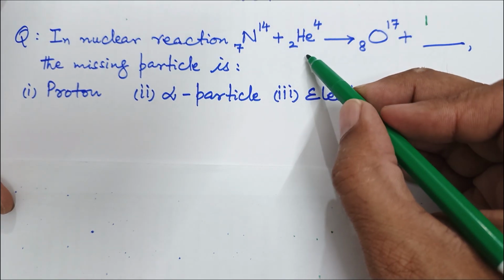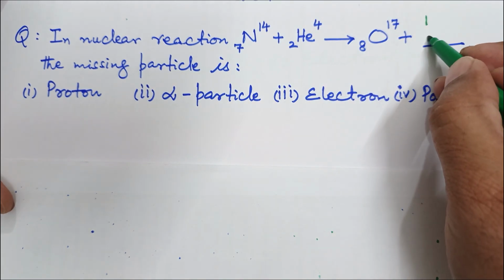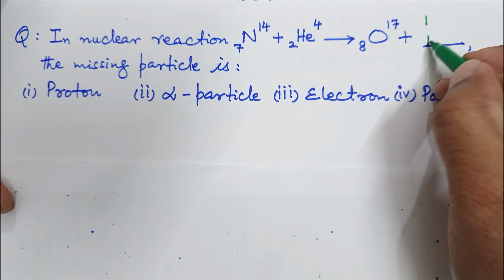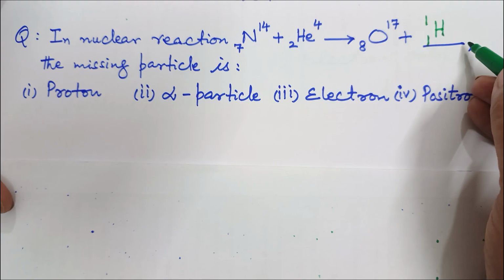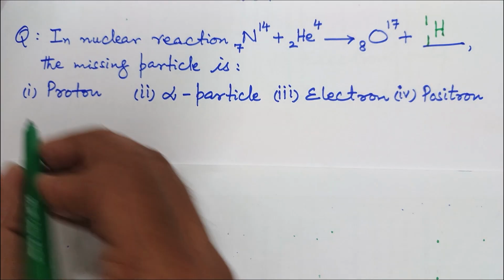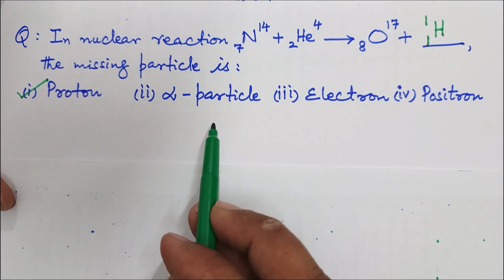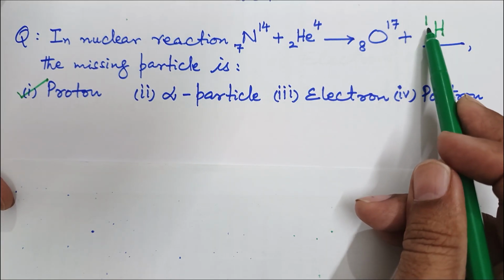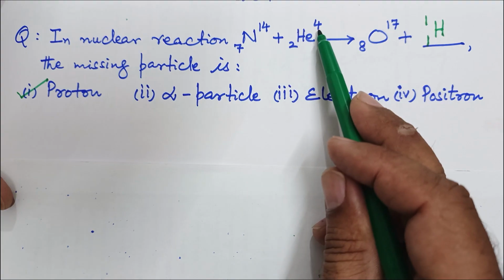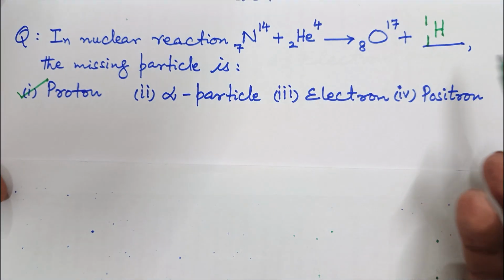This is 7 plus 2, 9, and this is 8. So again 1 is missing. So you can see that 1 is what? H, hydrogen, or in other words it is a proton, okay. So the correct option is proton. The missing particle is proton. When you supply proton, you can see that the equation becomes balanced. This is 17 plus 1, 18, this is 14 plus 4, 18, this is 7 plus 2, 9, and this is 8 plus 1, 9, okay.